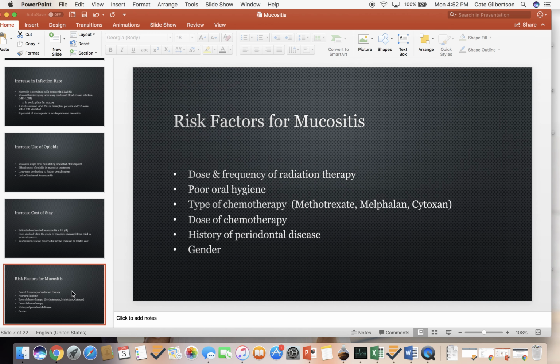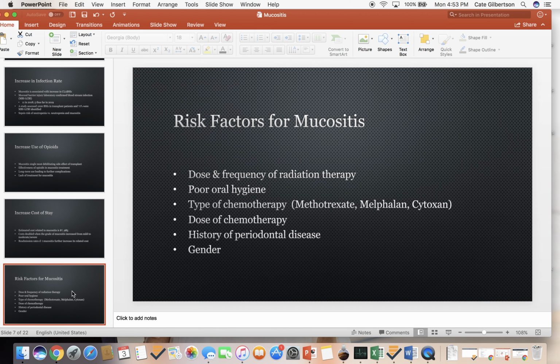Risk factors for mucositis: the dose and frequency of radiation. A lot of times we think of chemotherapy as being the cause for mucositis, but really radiation can have just as big of an impact on that mucosal lining. Poor oral hygiene. As we'll touch on, one of the best things we can do for our patients to help decrease the severity of this is to clean their mouths out.